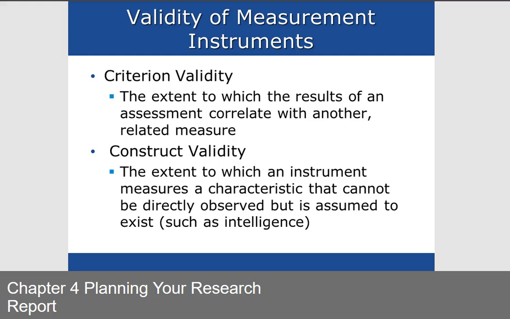Construct validity is looking at the extent to which an instrument measures a characteristic that cannot be directly observed but is assumed to exist, such as intelligence. This becomes very important in the social sciences, psychological research, sociology, etc., education, because a lot of times we're utilizing things that are more abstract: motivation, anxiety, depression. In these measurements, we can't measure them with inches and pounds, weights, etc. So we need to make sure that we're measuring the construct of interest.